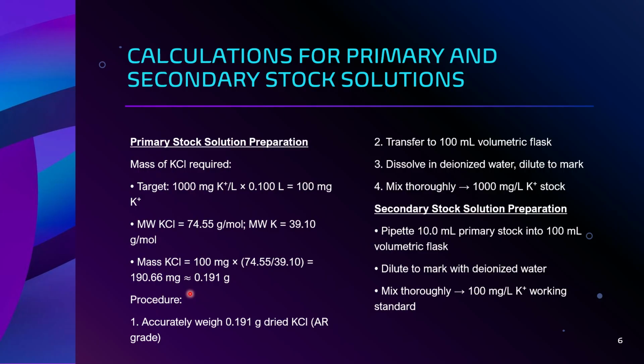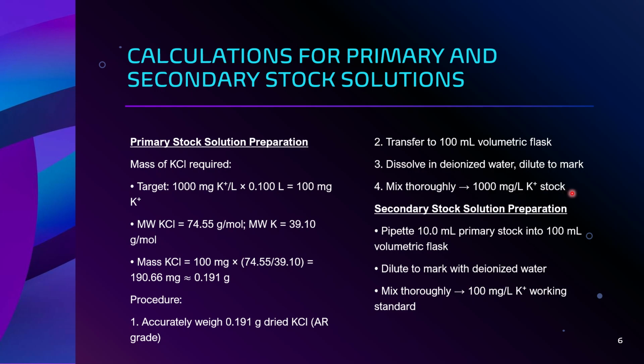So what you will do? You accurately weigh 0.191 gram on an analytical balance and transfer it into a 100 ml volumetric flask. Make up the volume of that volumetric flask using distilled deionized water, and then if you mix thoroughly, you will get a 1000 milligram per liter potassium stock solution.